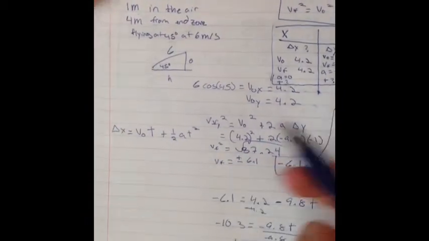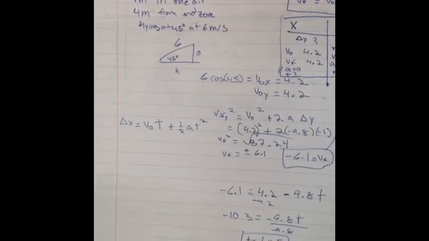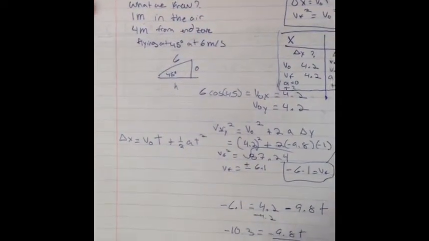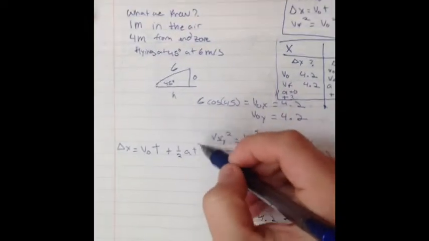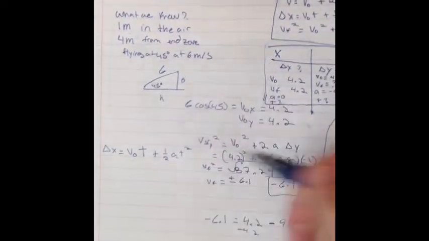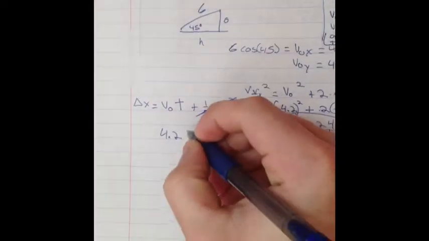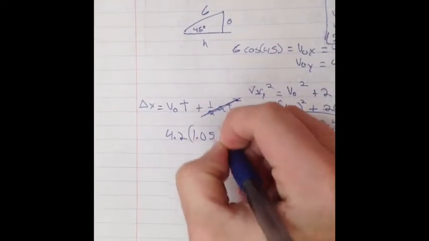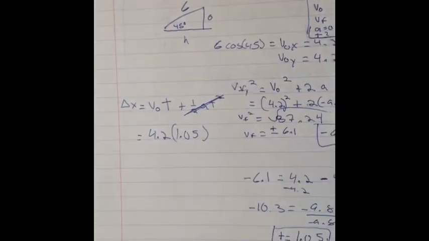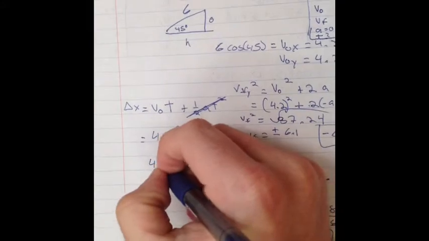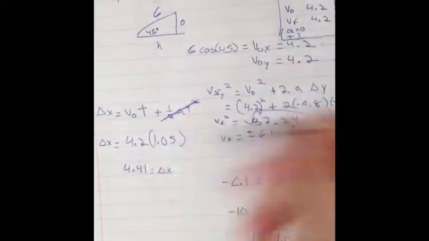Okay, sorry the video cut off. Anyway, we ended with knowing that the time is 1.05 seconds, and we're plugging in here because we know the acceleration is 0 in the x direction. We can cross this out. So the velocity initial for the x is 4.2. The time is 1.05. Just plugging it in. And this comes out to 4.41. So delta x equals 4.41.